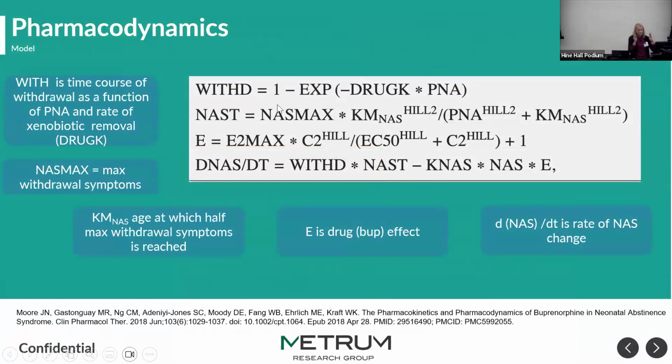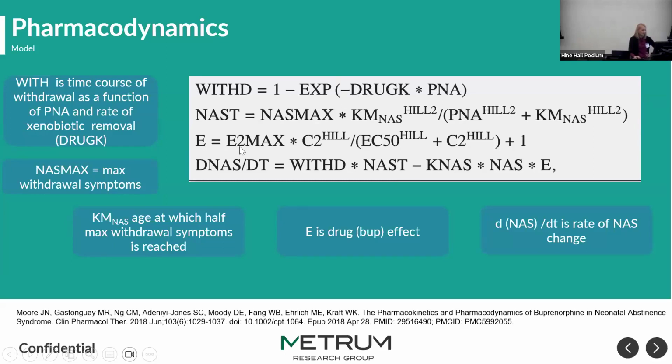And so with that B-born data, we could derive this pharmacodynamics model. The interesting pieces with this are the characterization of the underlying time course of withdrawal. That was characterized by these first 2 equations, where we have this negative drug K, which is the rate of removal of the xenobiotic, so the opioid that's in the system, the rate that it's going out. And then this NAS max is the max withdrawal symptoms. So these combine in this differential equation to describe that time course.